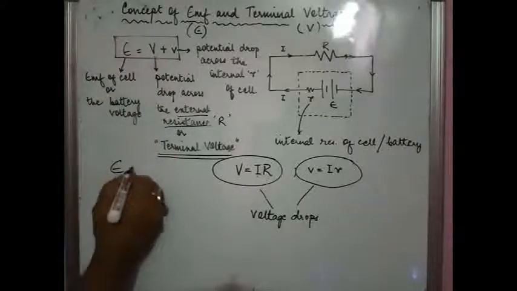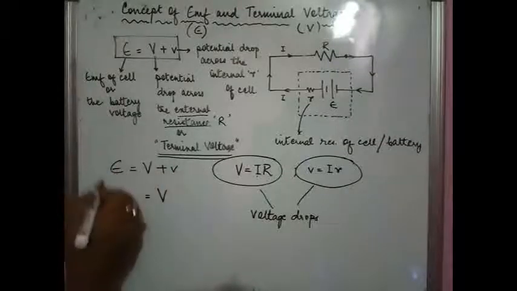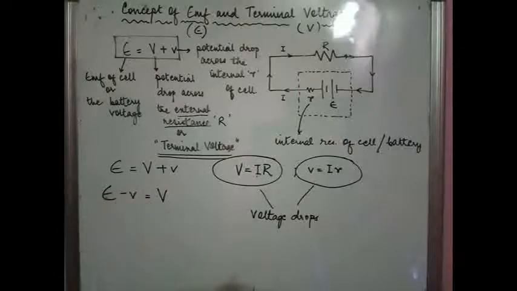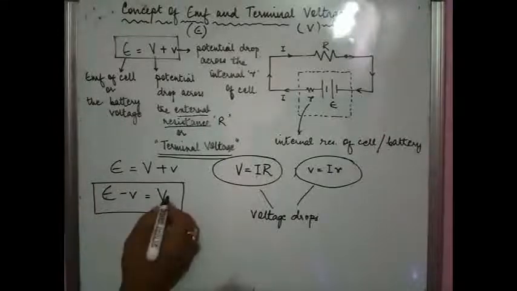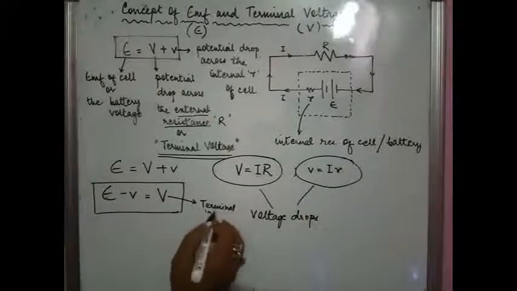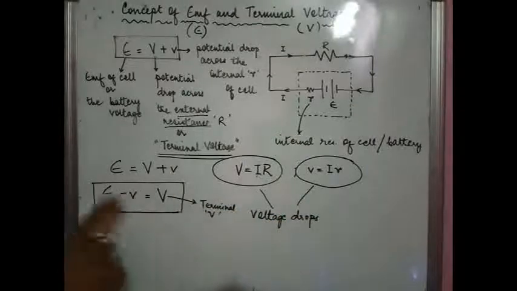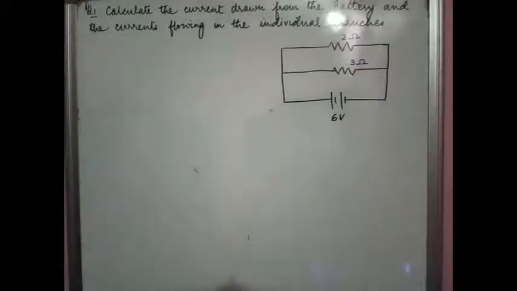This equation can also be represented like this. If you take this V to the other side, it will be epsilon minus V. So the same formula can be represented in another way. This capital V is known as the terminal voltage. So how will you calculate terminal voltage? By subtracting the internal voltage drop from the battery EMF. I hope this part has been understood properly, because now we are going to move to some numerical portions. So now let us have a look at question number 1.